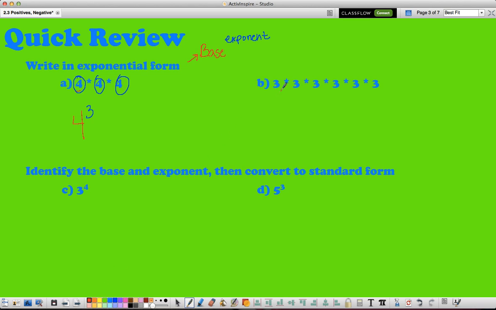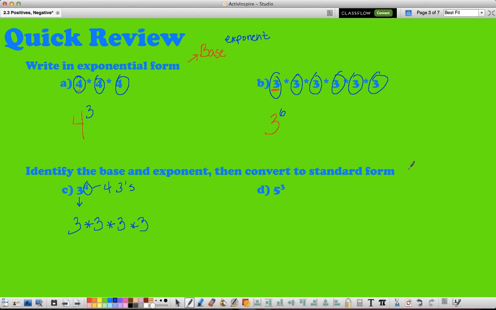Again, my base is 3 because that's what's being multiplied several times. And I have 1, 2, 3, 4, 5, 6 of them. So it's 3 to the 6th power. Now we're going to go backwards and go from exponential form to standard form, the way that you would typically see it. The base tells me that I'm multiplying 3, and the 4 tells me that I need 4 3s. So I have 1, 2, 3, 4, and I know that when it's an exponent, that means that I'm multiplying all of those together.